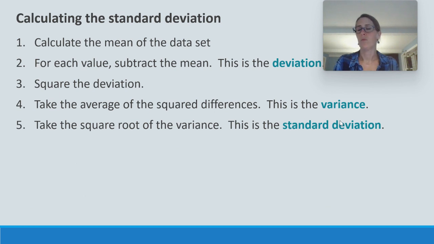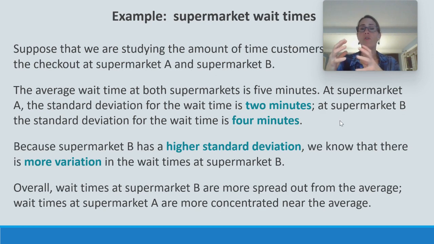So just quickly before we move on, if you have a smaller standard deviation in this case, you're more likely to wait the mean amount of time, whereas if you have a larger standard deviation, you have more values all over the place.